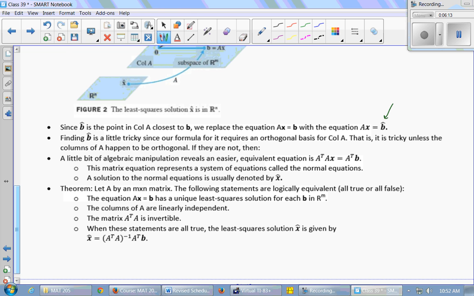All right, so ideally we'd like to solve this equation. If the columns of A are orthogonal to each other, then we can just come up with a B hat and solve this. If not, you solve the normal equations.